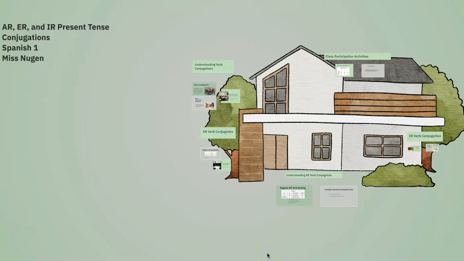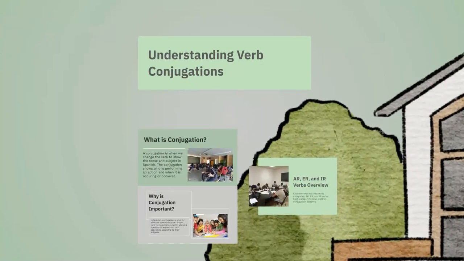Hello, class. Today we're in Spanish 1. We're going to go over AR and ER and IR present tense verb conjugations. Now, some of you may be wondering, what is a conjugation?